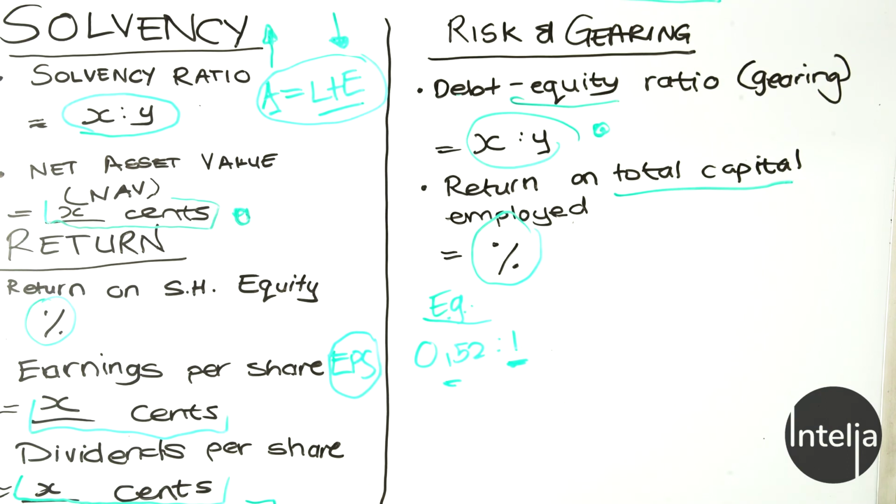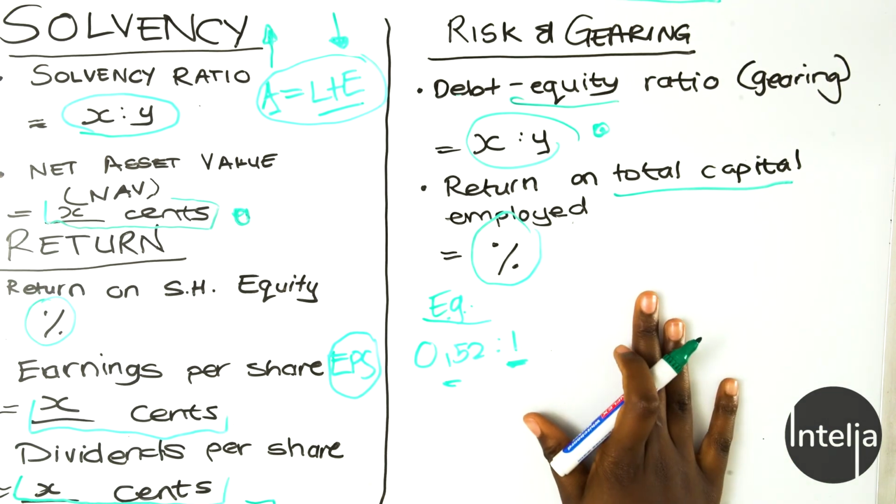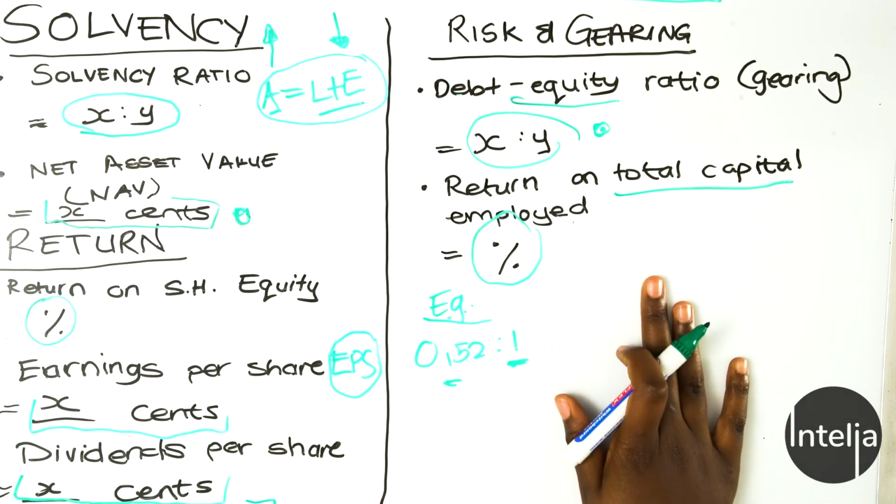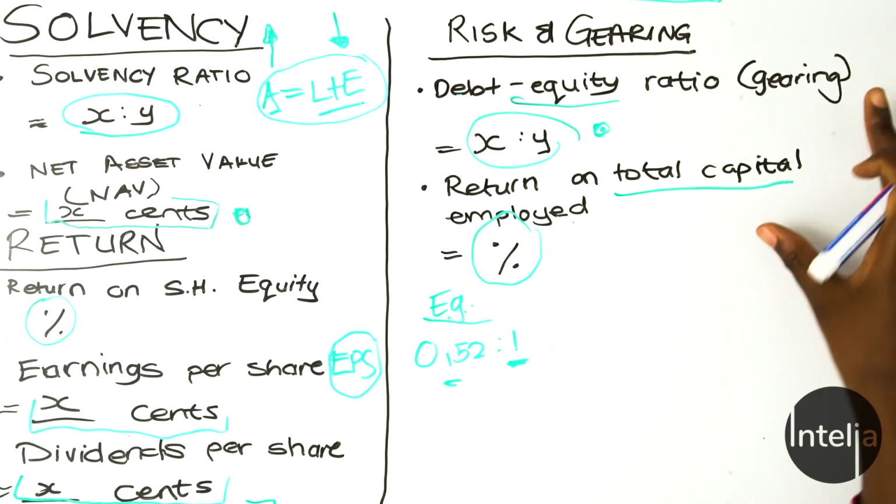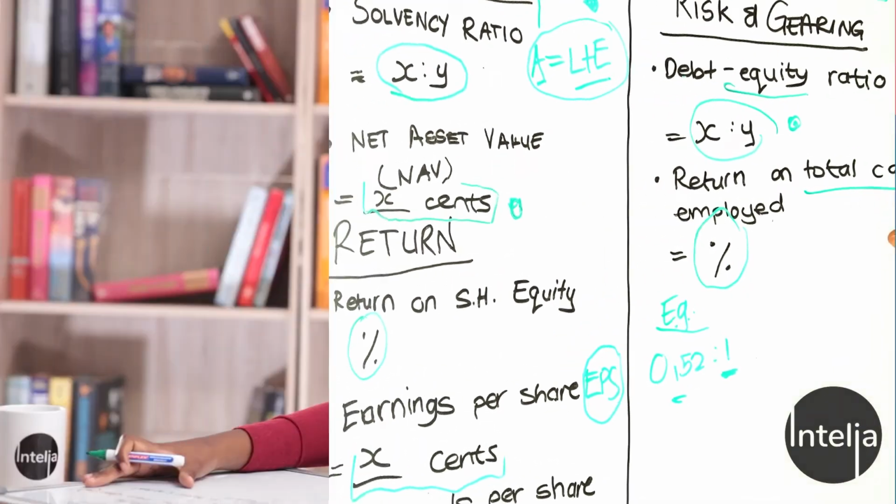So risk and gearing discusses, is this a risky decision to make? Is it a smart decision to make? And these are the two ways in which we can measure this. In the next videos, I will show you examples, formulas, and the rest. But this information, like I said in the previous videos, is important because it helps you answer the questions that you're going to be asked, and it also helps you understand why we have solvency ratios, risk and gearing ratios, and the rest.